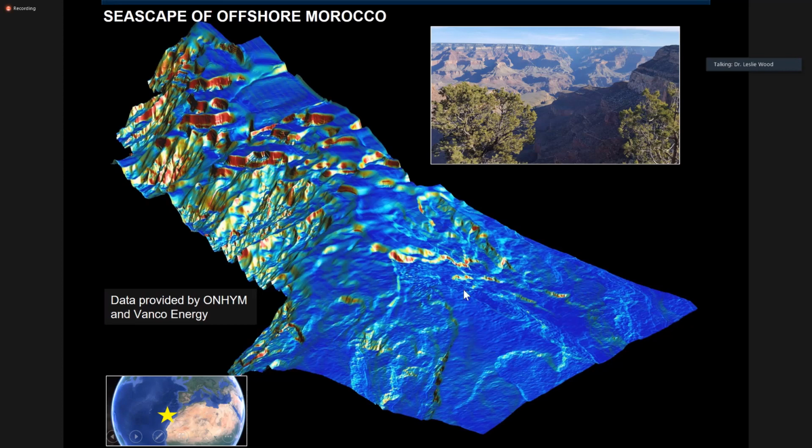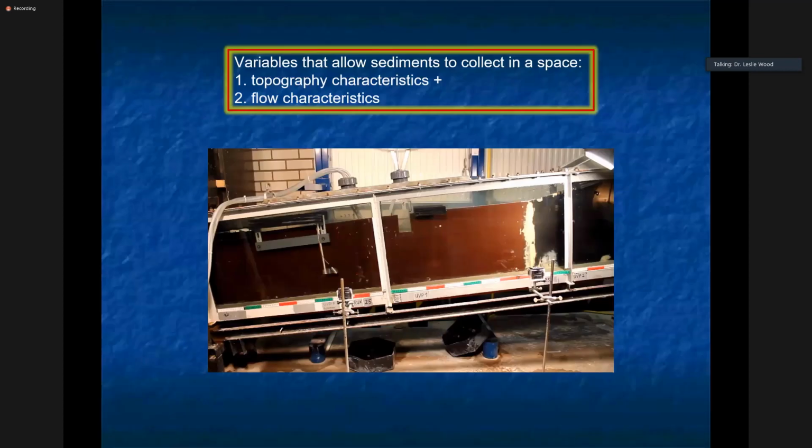We published on this several years ago, and Dallas Dunlap did a lot of publication with me on this area. And this is quite a complex topography. As we began to look at these topographies, we began to realize that the ability to fill space was not only associated with accommodation, which we tend to think of as the space that's available for sediment to fill, but it was also becoming a much more complex process.